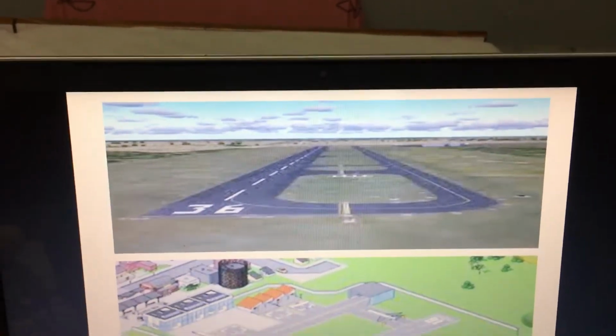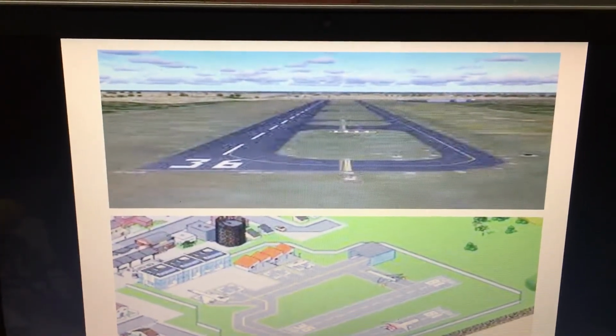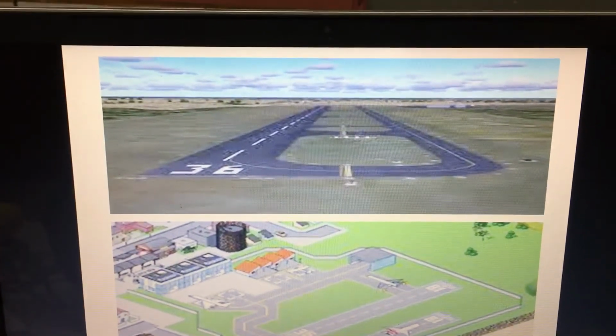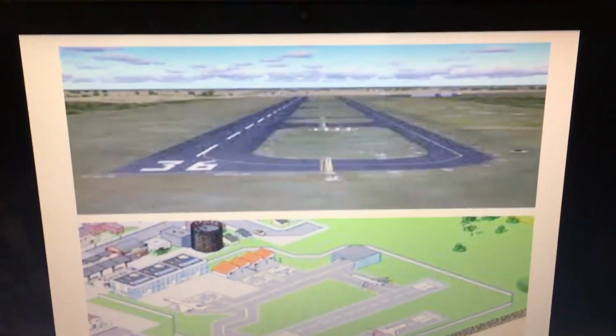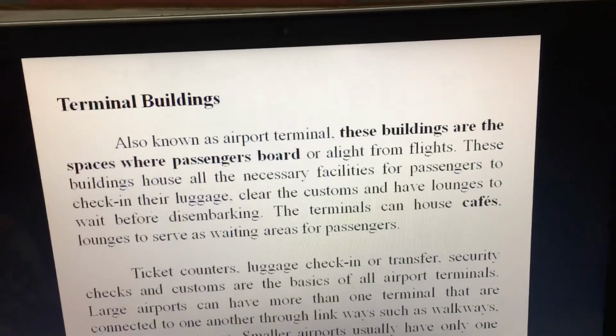This is the diagram of a runway. Next is terminal building. What is terminal buildings?